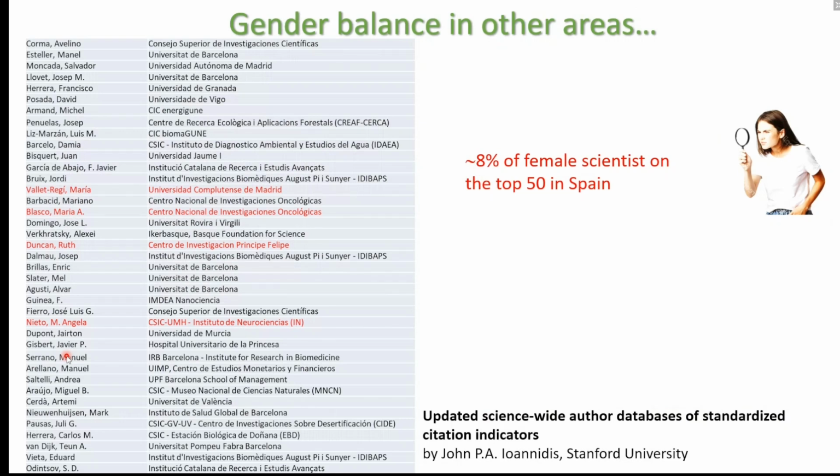But the same happens in other topics. Well, this is an example of a list of very prestigious researchers. In this case, I use the data from INANI from Stanford University. Here, this is the list of the top 50 researchers in Spain. And again, the percentage of women is in the range of 8%.